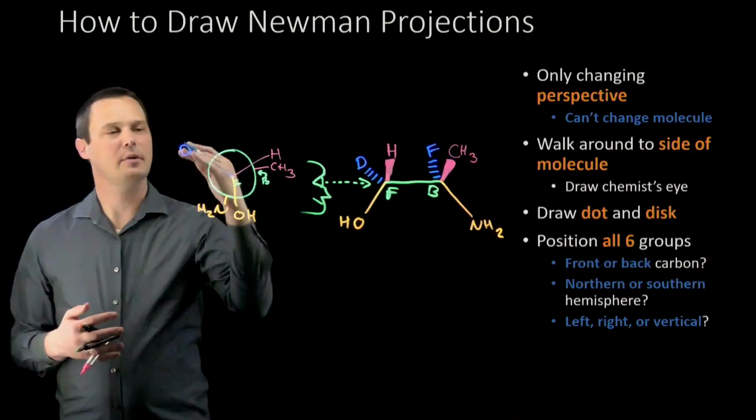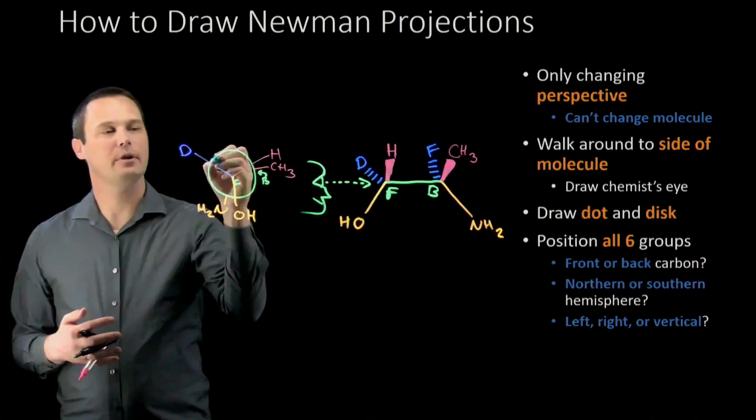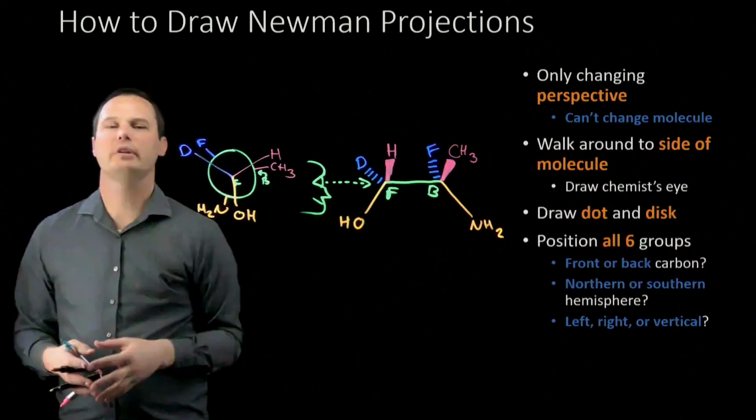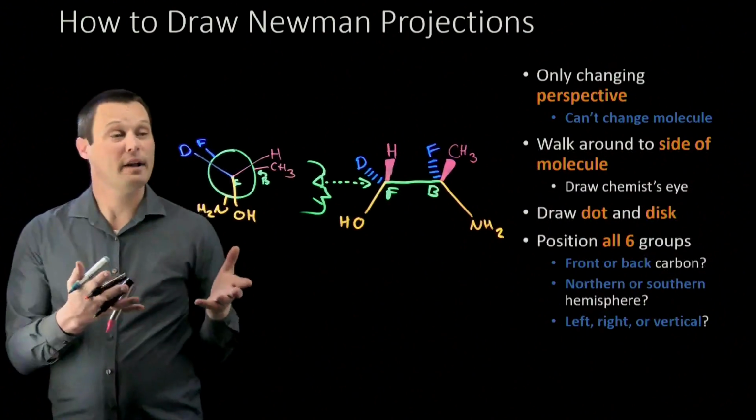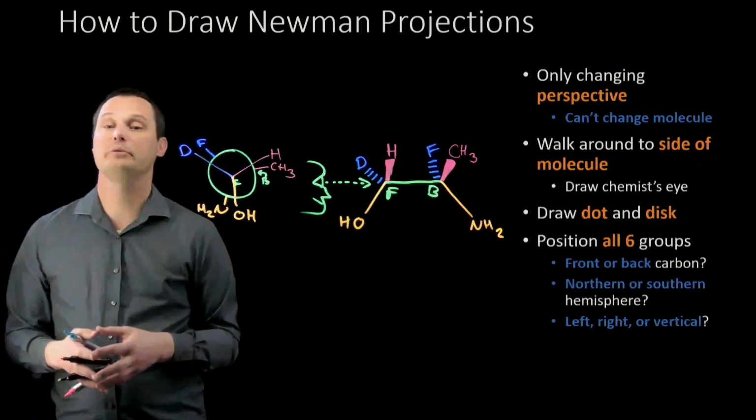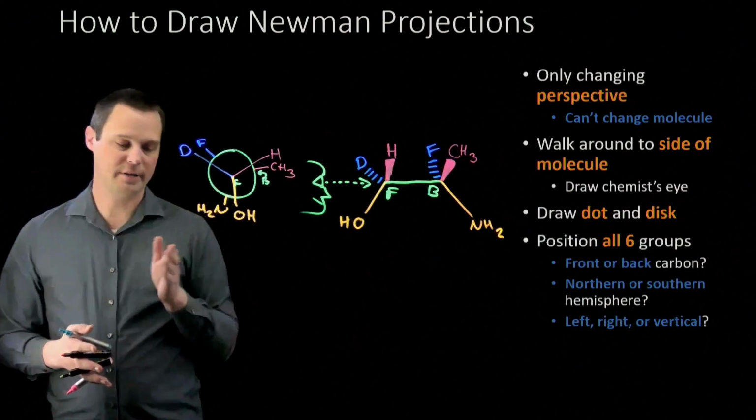Starting from the center of the disk, I'm going to offset it again to the clockwise side of the front group. I'm going to put it right here attached to the back carbon. This again lets the reader know that these really are eclipsed with each other. And that also tells you what kind of Newman projection this is. We call this an eclipsed Newman projection, as opposed to the staggered Newman projection we saw before, where every group was offset one from another.